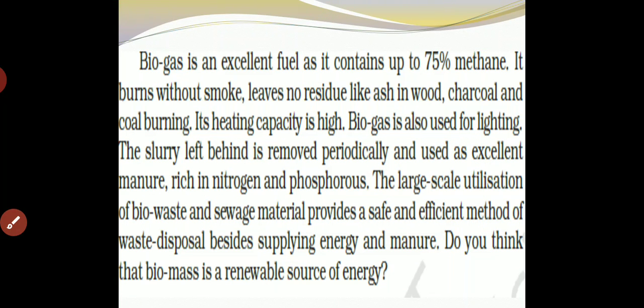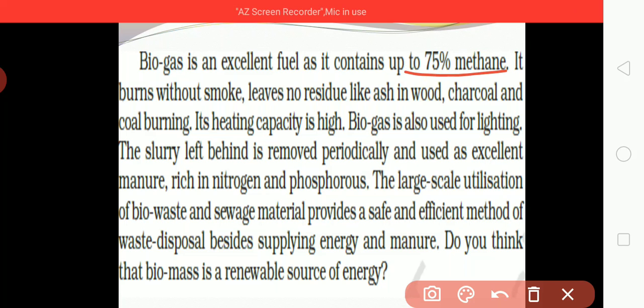Now biogas is an excellent fuel as it contains 75% methane. Why is it said to be an excellent fuel? Because it contains 75% methane. It burns without smoke and leaves no residue like the ash in wood. In wood, ashes are present at last, as in charcoal and coal burning. Its heating capacity is also high.